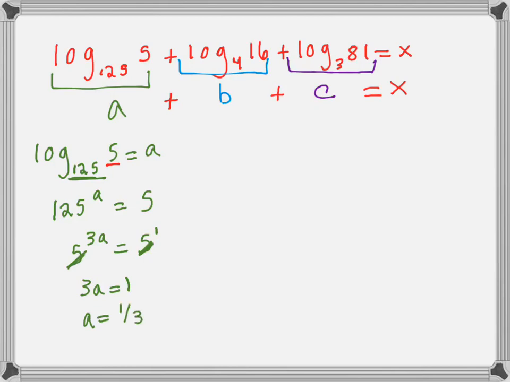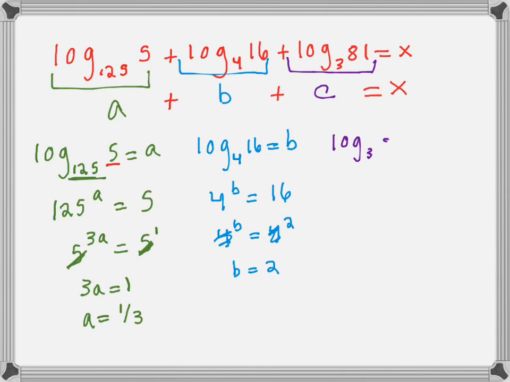Now if we look at b, we know that log base 4 of 16 equals b. Now we need to find out what we need to raise 4 to, to get to 16. So that's going to be 2, but let's just make sure. 4 to the power of b equals 16. 4 to the b equals 4 squared. b equals 2 because the bases cancel out. Okay, and now looking at c, log base 3 of 81 equals c. 3 to the c equals 81. 3 to the c equals 3 to the third. c equals 3. So now if we add these all together, we know that a is 1/3.